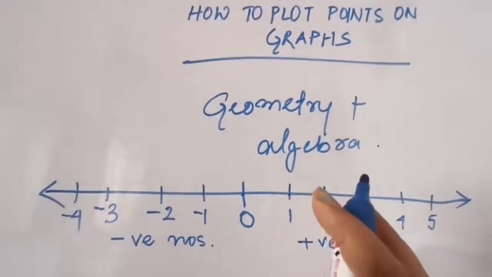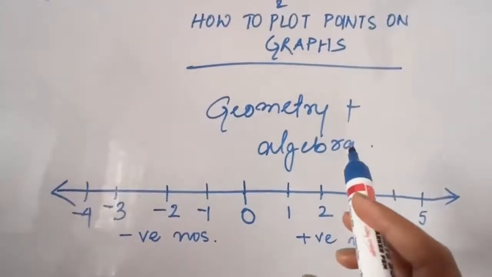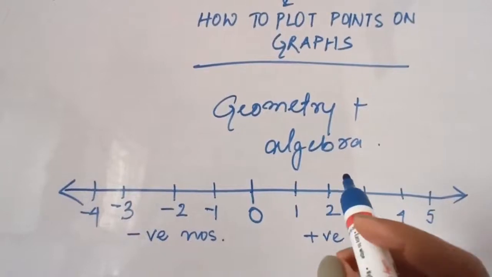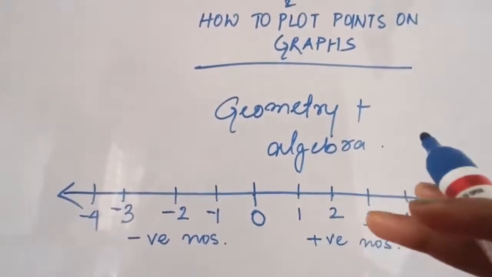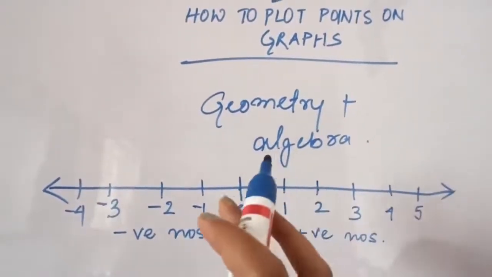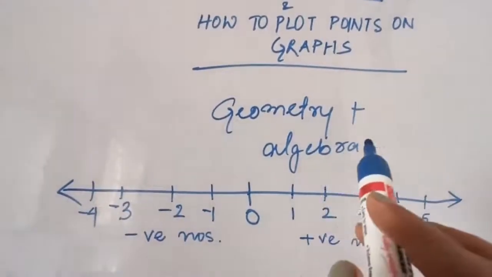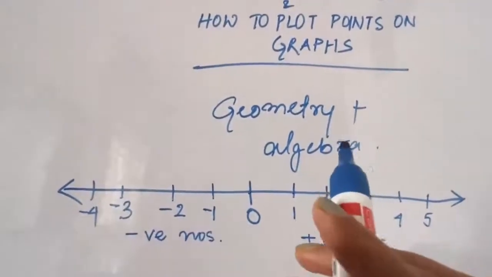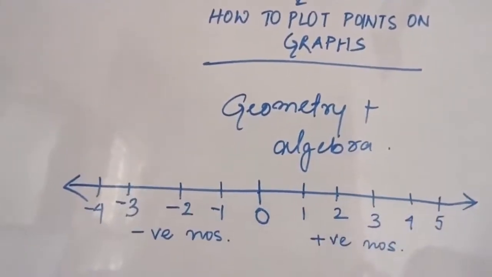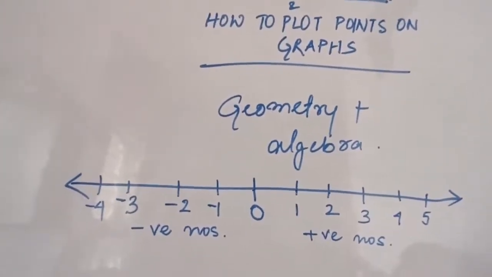Geometry deals with figures. And what is algebra? Algebra is a branch of maths that, we can say more specifically, is a combination of operators, variables and constants. With all these facts we will be defining coordinate geometry. So in coordinate geometry, for class 9 and 10, we deal with only two axes.